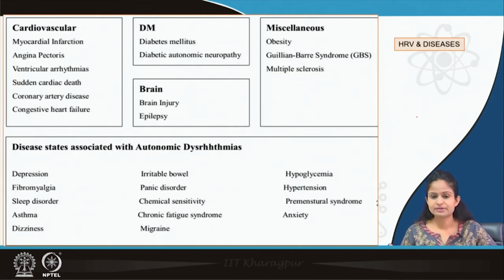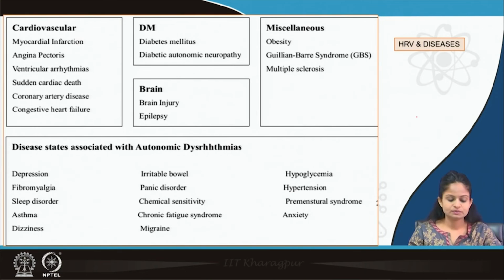Now, coming to heart rate variability and various diseases. What are the diseases we see, what are the challenges, and what is the clinical utility of heart rate variability in these diseases? Now, first we will see the cardiovascular entity.